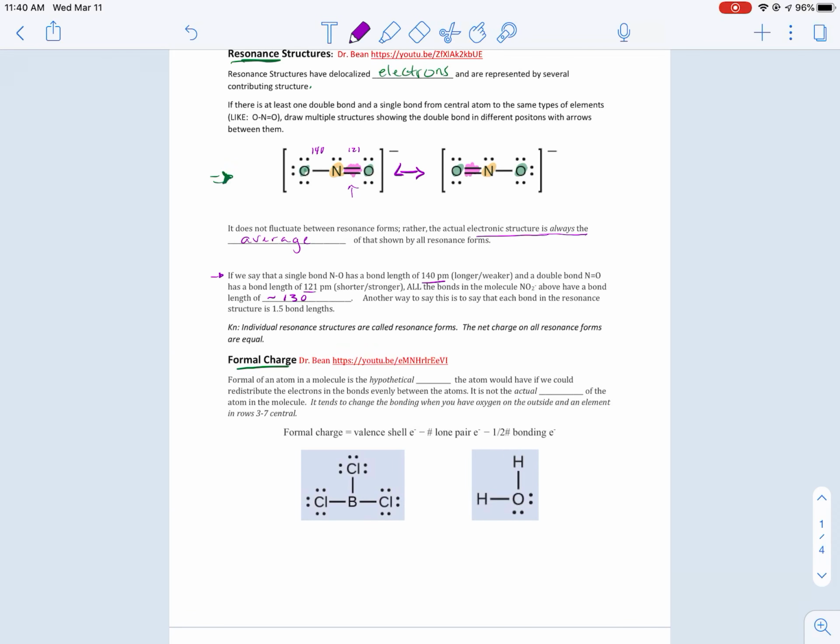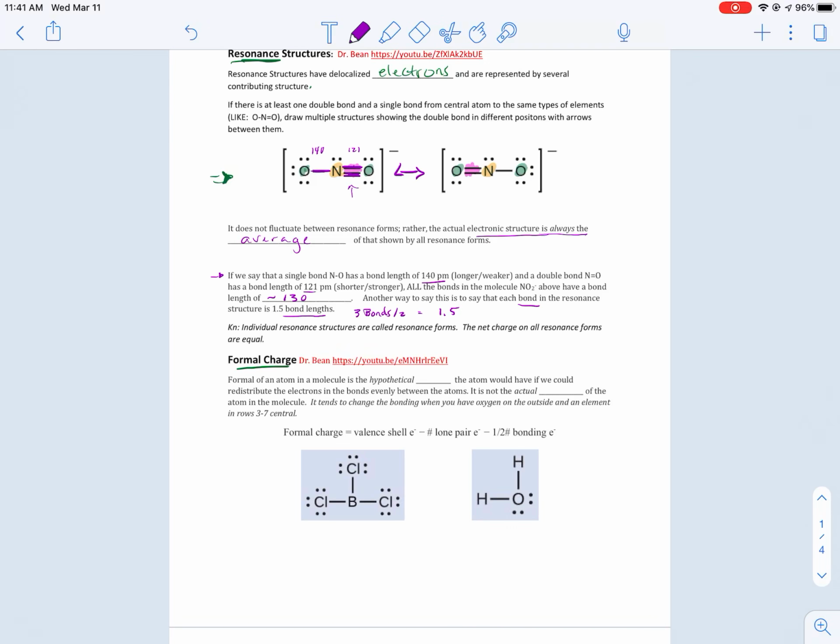Another way you can think of it is that each bond in the resonance structure is 1.5 bonds. If you count this as one bond, and this is a bond, and this is a bond, that's a total of 3 bonds, and they are between 2 positions. So each of the bonds is 1.5 bonds. That's kind of how you can think of it.